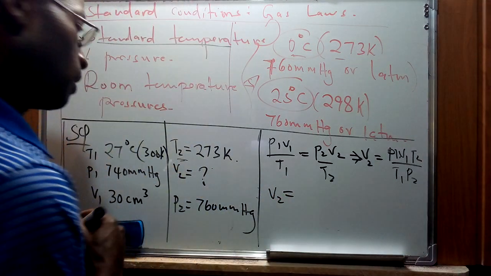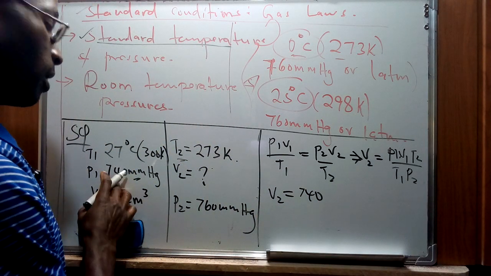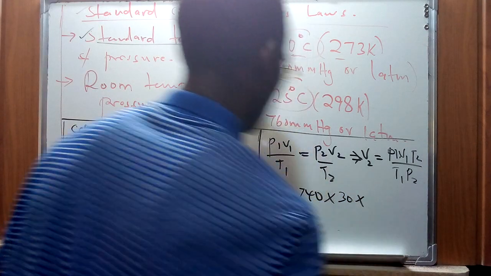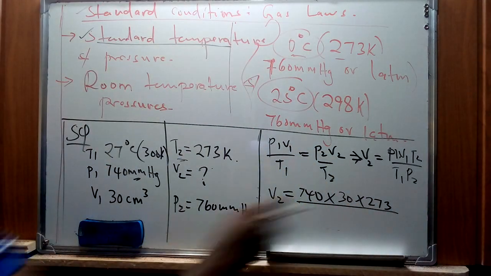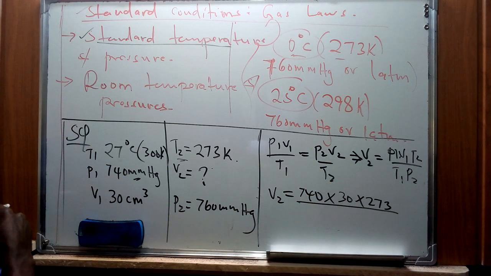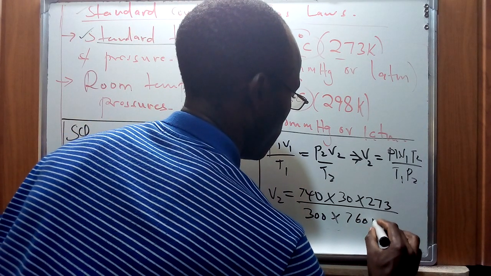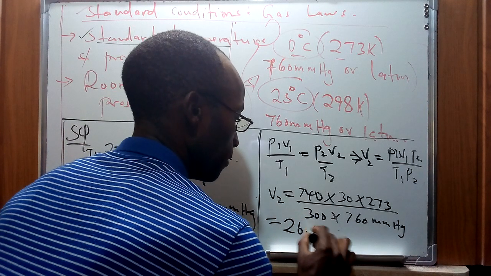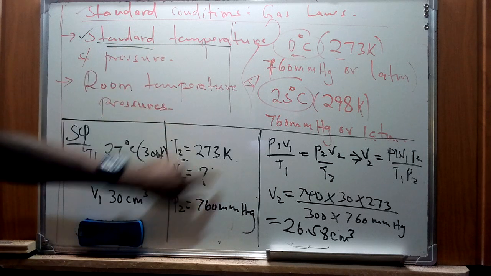So V2 is going to be pressure 1, which is 740, times V1, which is 30 centimeter cubed, times T2, 273 kelvins, divided by T1, which is equivalent to 300 kelvins, times P2, 760 millimeters of mercury. I'm not going to write the units because of space. If we do the calculation, this is going to give us 26.58 centimeters cubed. So this will be volume 2 for this specific gas given the condition of standard temperature and pressure. It's for us just to do a substitution, having been given those.